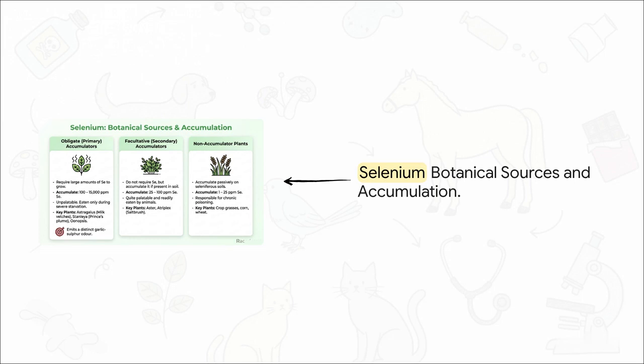Next, we have facultative secondary accumulators like aster. These don't need selenium, but they will accumulate up to 100 ppm if it's present in the soil, and these are actually quite palatable. Finally, we have passive non-accumulator plants, like your standard crop grasses and corn. They can accumulate 1 to 25 ppm on seleniferous soils, and that's usually what's responsible for chronic poisoning.